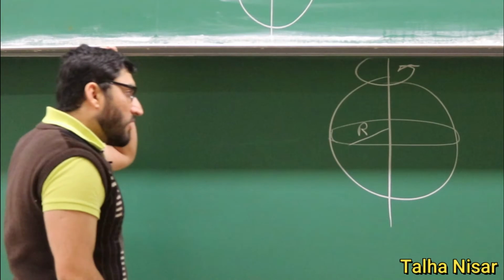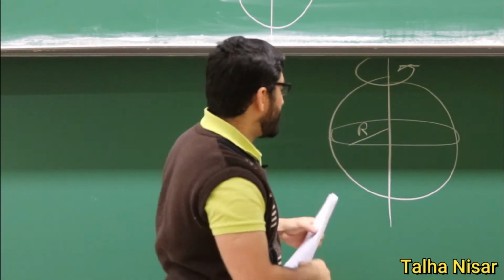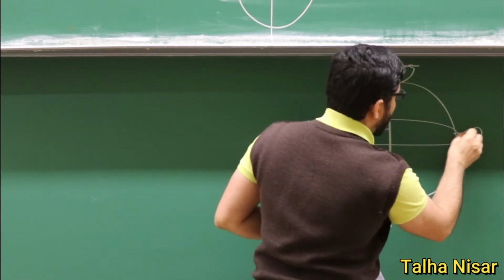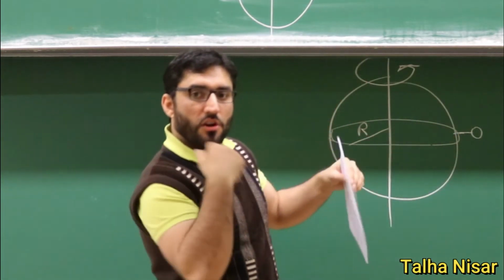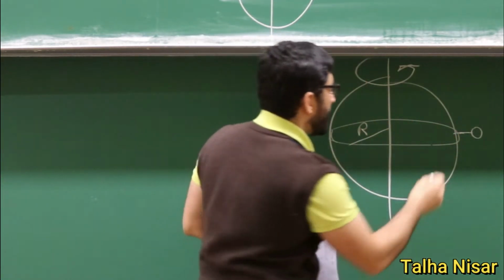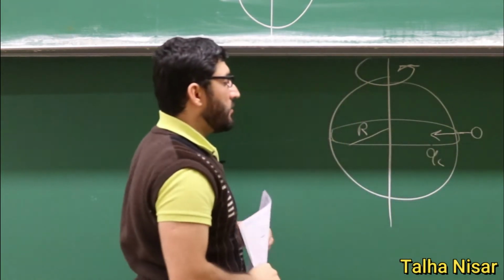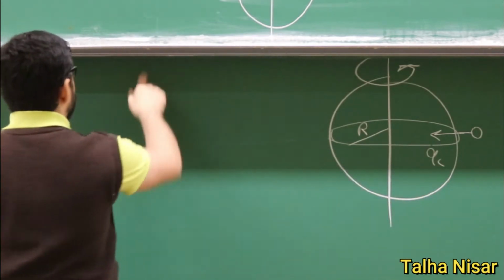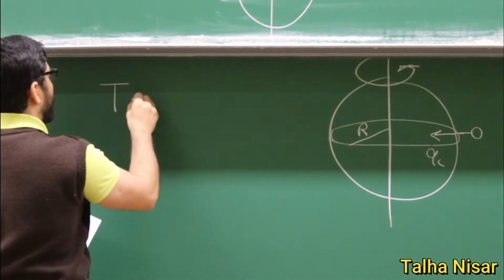Now we want to calculate how much acceleration is produced if someone is, for example, standing on the earth here on the equator. Since the earth is spinning, there must be a centripetal acceleration. So we want to know what this centripetal acceleration is, so we calculate it. For that we need the time period.